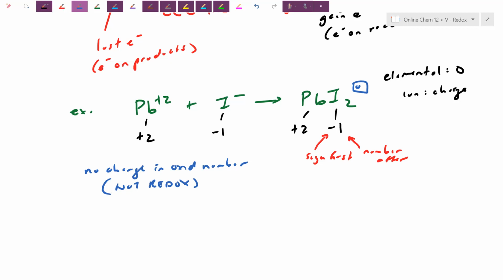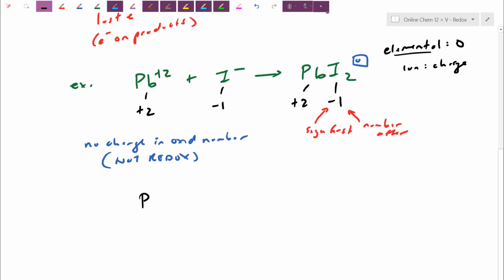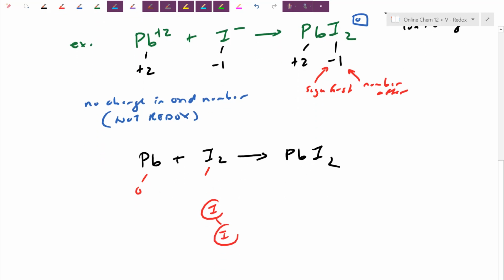When would an electron be transferred? Since an elemental state would be 0, what if I swap this out and put, let's say, lead solid and react it with iodine? This time, if you follow your rules, because they're elemental, lead is in a 0 state. Iodine here, although it's diatomic, each iodine, oxidation state is defined per atom. Each iodine is actually a 0 state. So going from the elemental state to the charged state, Pb is +2 and I is -1, then I can track the change.